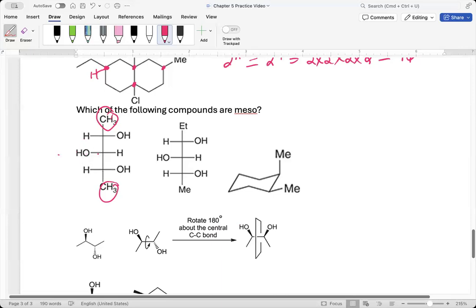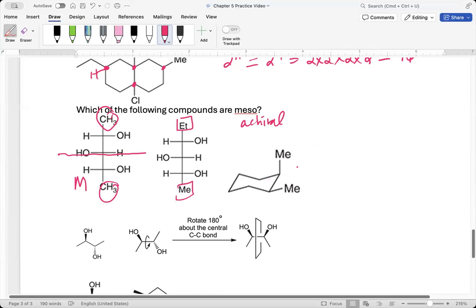And I do have a plane of symmetry right through the middle there. One half looks like the other half. So this is a meso compound. Remember, meso compounds are achiral. That means they have no optical activity. If I put them into a polarimeter, it would read 0. Okay, on this compound here, you can see right away that one half is different than the other half. And so that is not going to be a meso compound.